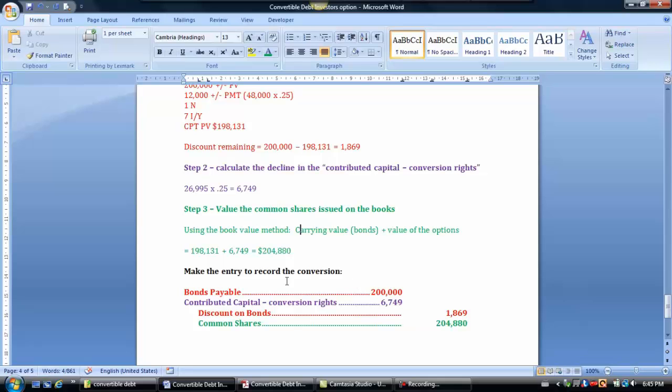So now, you'll also see here that we've removed the bonds at their face value and also removed the unamortized discount because we're not going to be amortizing 25% of that bond anymore. They're coming off the books. We're getting rid of the conversion rights that apply to that 25% of the bond, which is applying to $200,000. That's your $6,749. And again, credit our common shares for their book value, which is $204,880. So this concludes our video on convertible debt being issued and converted at the investor's option.